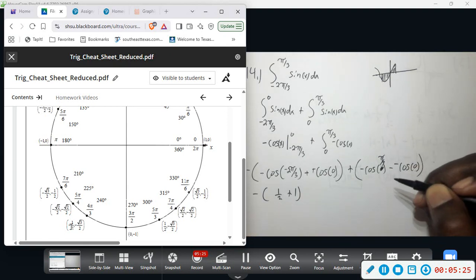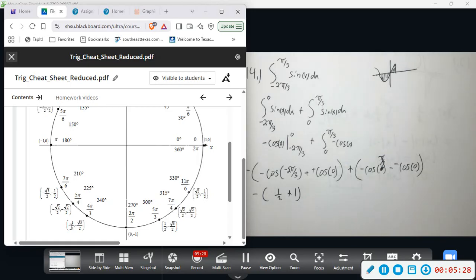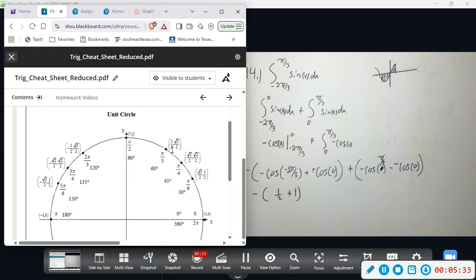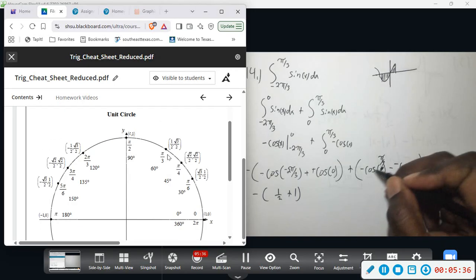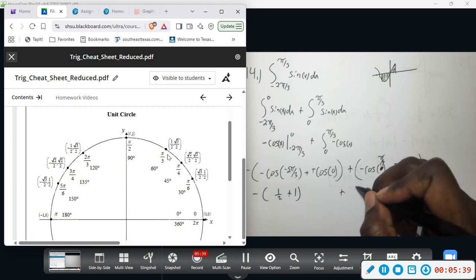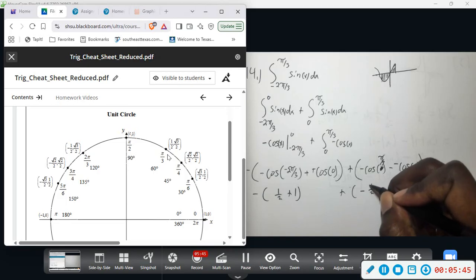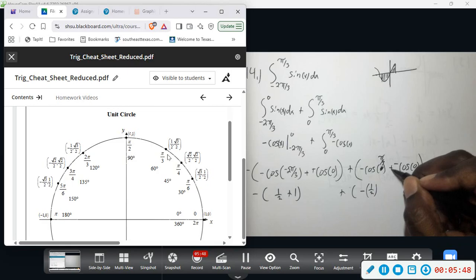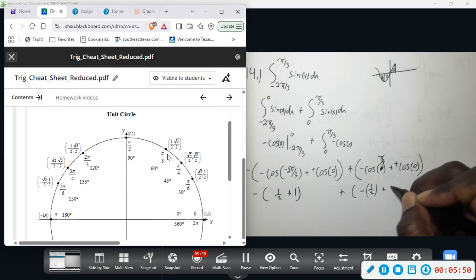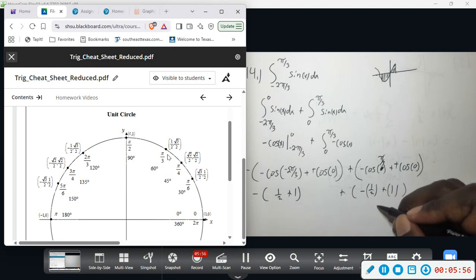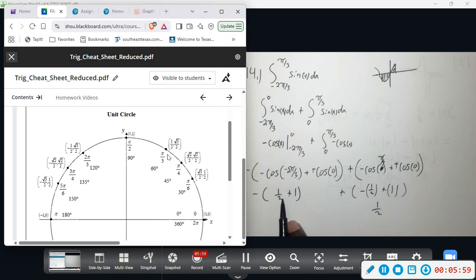And then on this part, pi over 3 is this angle. The x-coordinate is 1/2. So we're getting a negative 1/2, and then minus a negative, which becomes plus a 1. All right, so here we're going to get a positive 1/2. Over here, we are going to get 1.5.